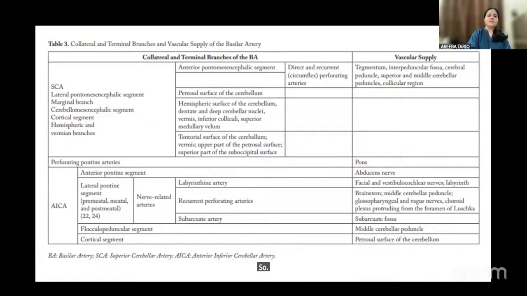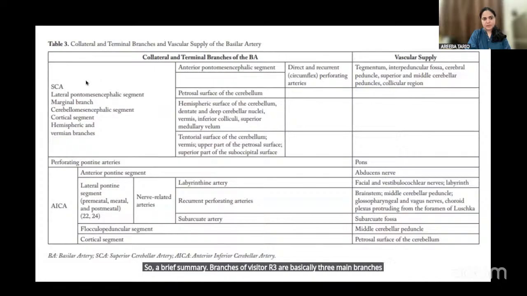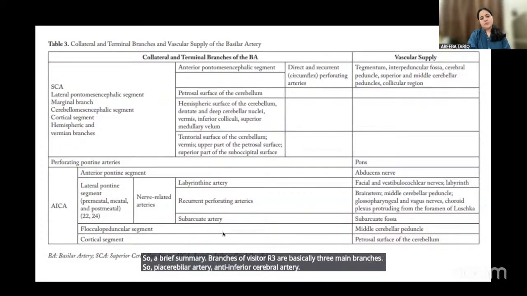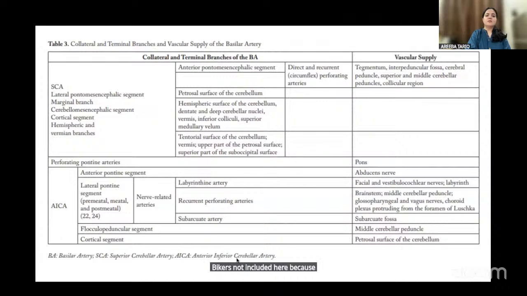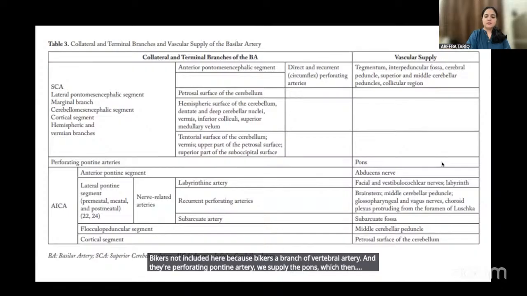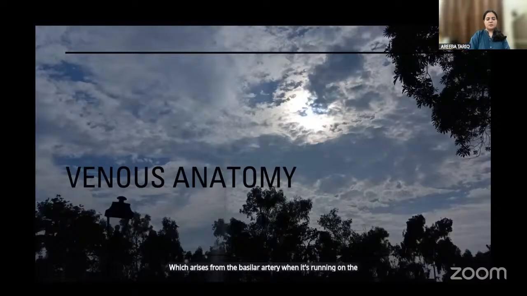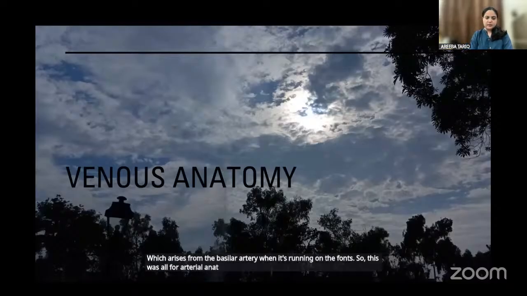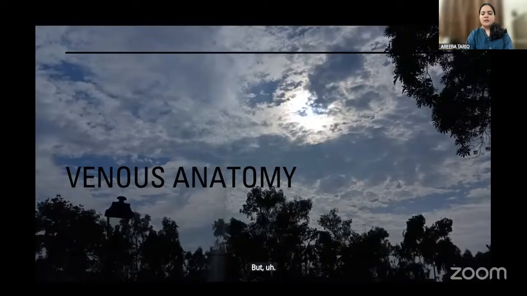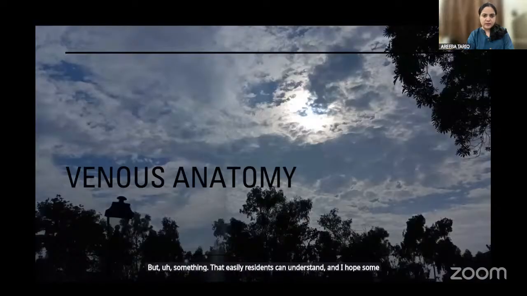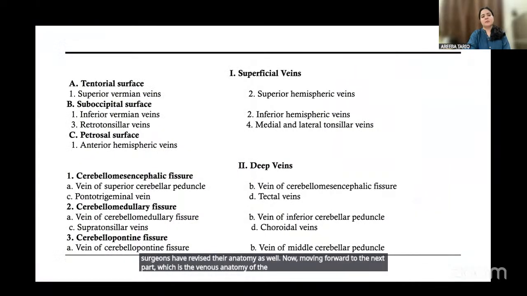So, a brief summary. The branches of the basilar artery are basically 3 main branches: superior cerebellar artery, anterior inferior cerebellar artery. PICA is not included here because PICA is a branch of the vertebral artery, and the perforating pontine arteries supply the pons, which arise from the basilar artery when it's running on the pons. So this was all for arterial anatomy, very basic, but something that residents can easily understand, and I hope some surgeons have revised their anatomy as well. Now moving forward to the next part, which is the venous anatomy of the brainstem and cerebellum.